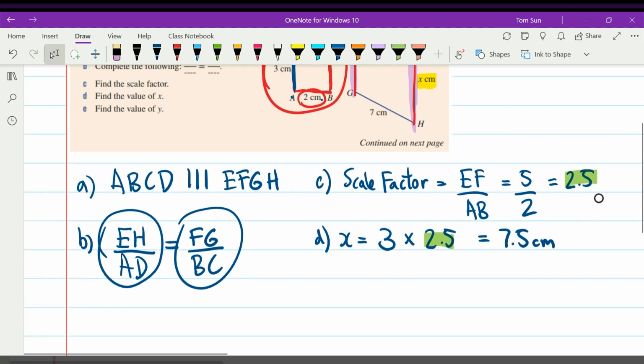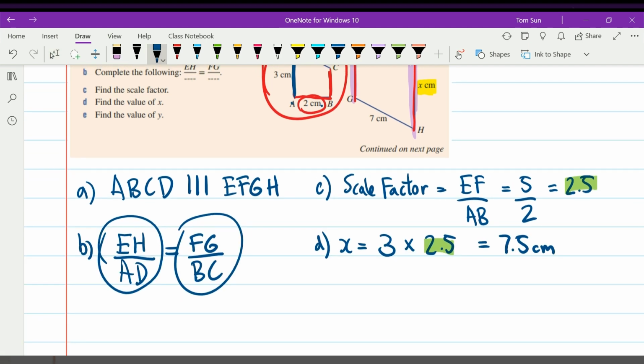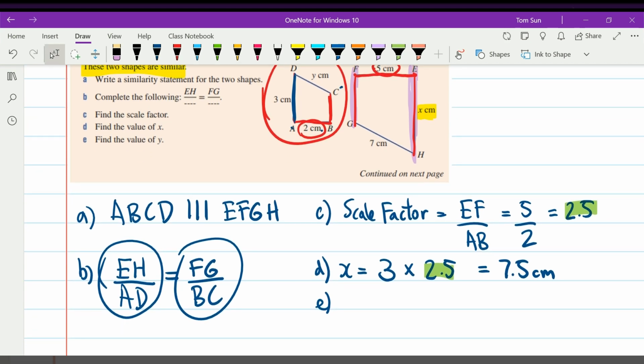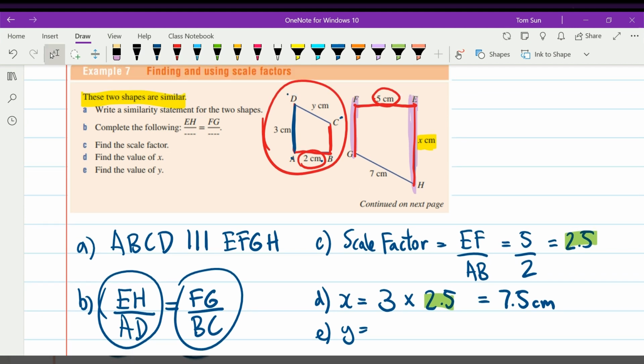And finally, the final one, they've added this question. Hopefully, you can see why, because they want us to see that sometimes you don't necessarily always multiply by the scale factor. Sometimes you might have to divide depending on which way you're going. I'm looking for y, which is over here. Let me just highlight it. This is y. I'm looking for the similar side. The similar side is that one right here.